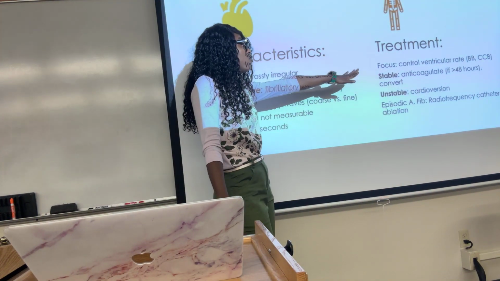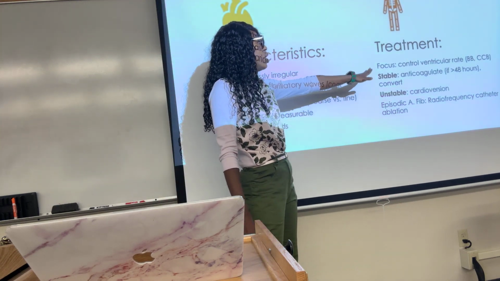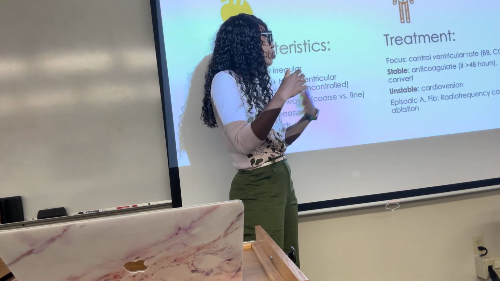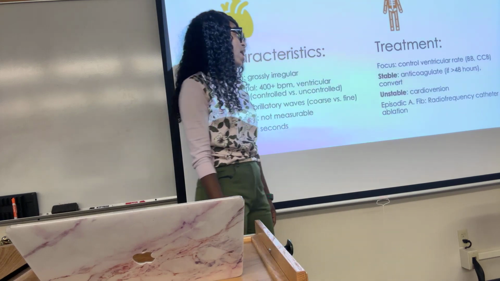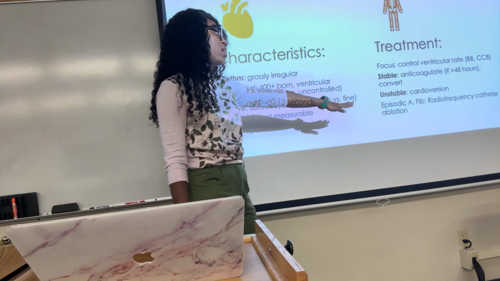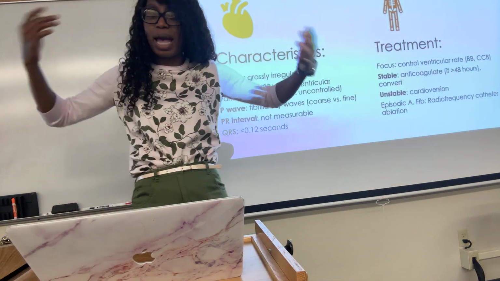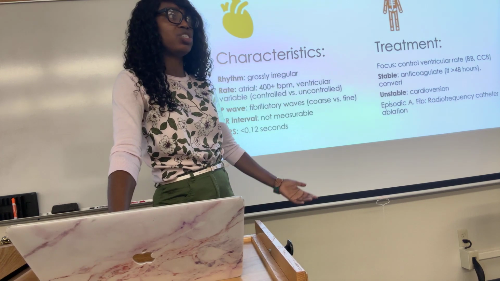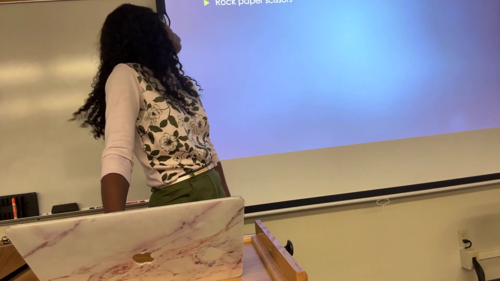How do we treat it? We focus on ventricular rate. We don't want it to affect the ventricles, okay? If it's stable, anticoagulant, again, because it's quivering, it's not contracting, we want to help with blood clots. Unstable, cardioversion. If we have episodic AFib, radiofrequency catheter ablation. So if it keeps happening, they're going to just burn the space. That's what ablation means. They burn the area so that it doesn't cause problems again.